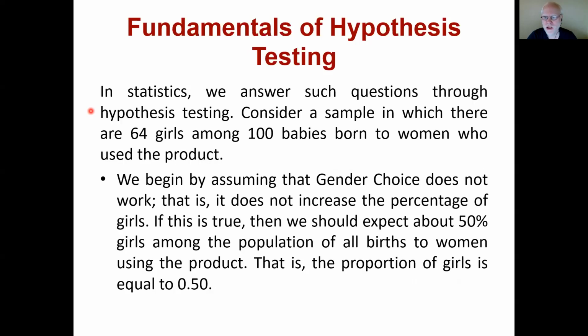So in statistics, we answer such questions through hypothesis testing. Consider a sample in which there are 64 girls among the 100 babies born to women who use the product. We begin by assuming that gender choice does not work. That's always our starting assumption. That is, it does not increase the percentage of girls. If this is true, then we should expect about 50% girls among the population of all births to women who use the product. So the proportion of girls is equal to 50%. If it doesn't work, we should get 50% boys and 50% girls.